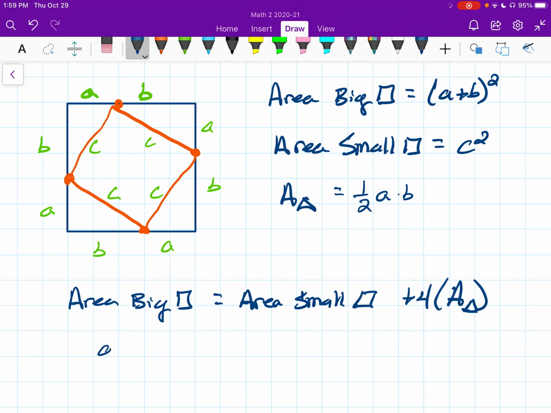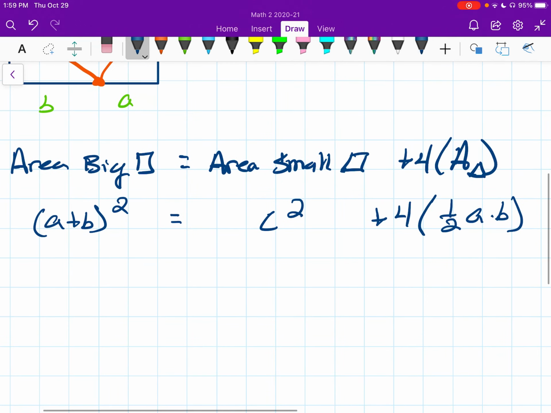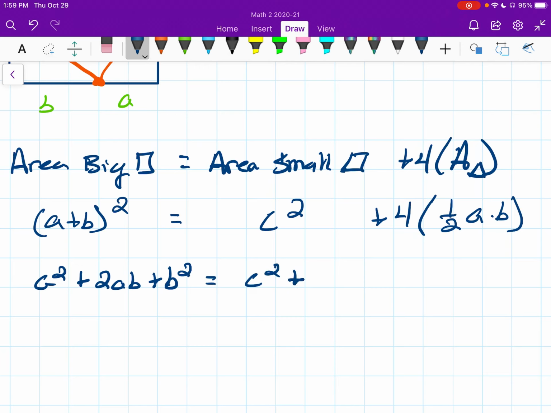The area of the big box is A plus B squared. The area of the small one is C squared. And then we have 4 times the quantity 1/2 A times B. Now, A plus B squared will turn into A squared plus 2AB plus B squared. On the right side, we're going to have C squared plus, well, the 4 and the 1/2 turns into just a plain old 2.